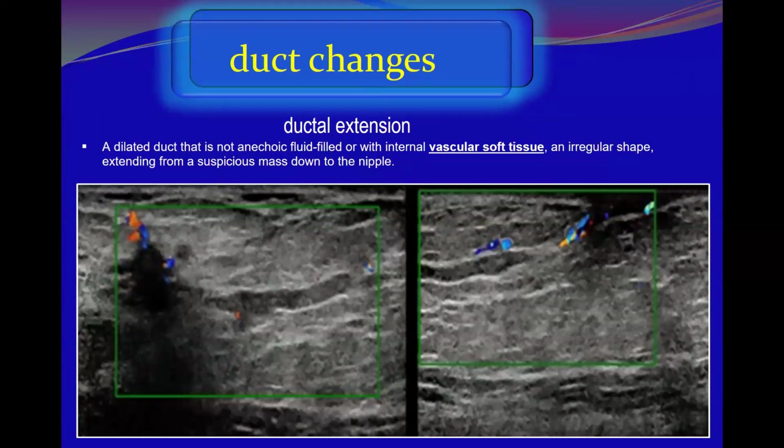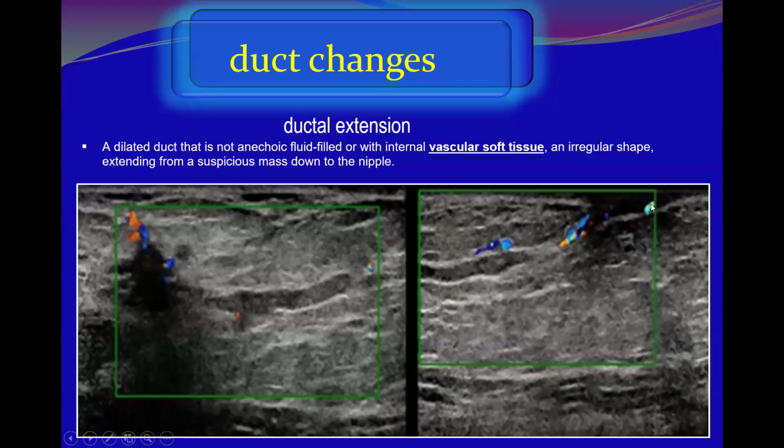Another example of ductal extension with long ducts down to the nipple. Okay, can you see the duct extending here from the malignant mass, and it is irregular. It is dilated with an intraductal mass, and the mass is even vascular. Okay, there is internal vascularity within the ducts.